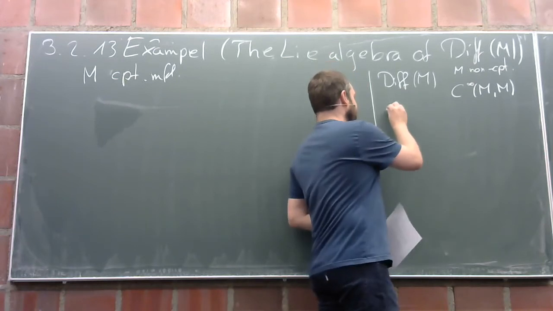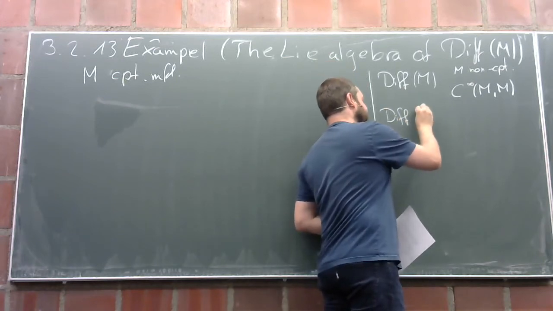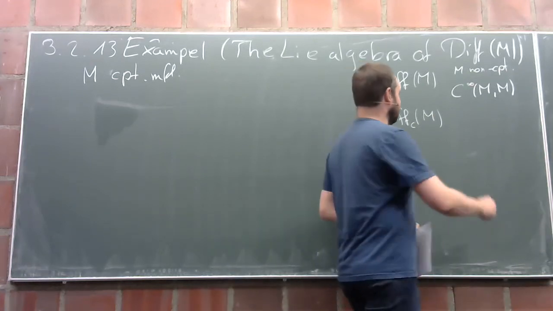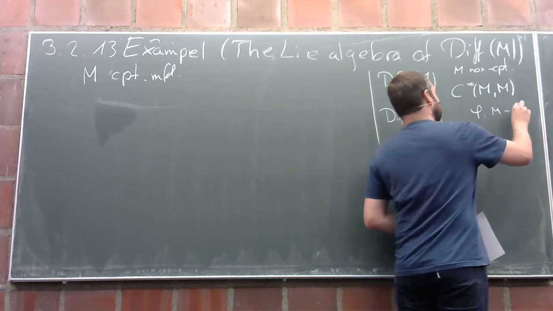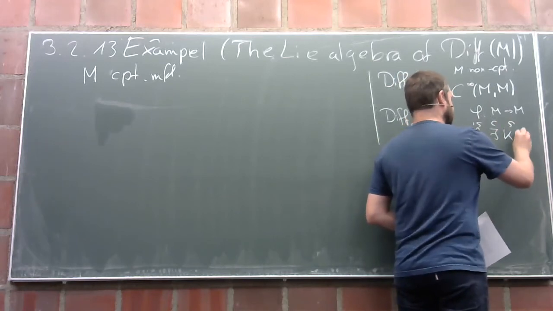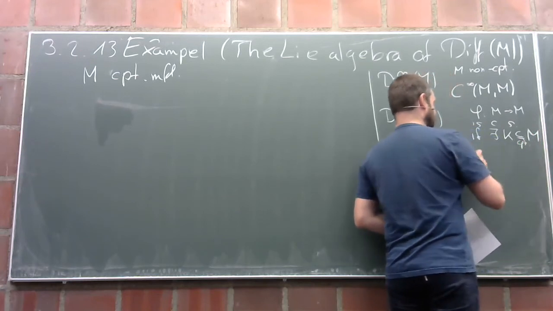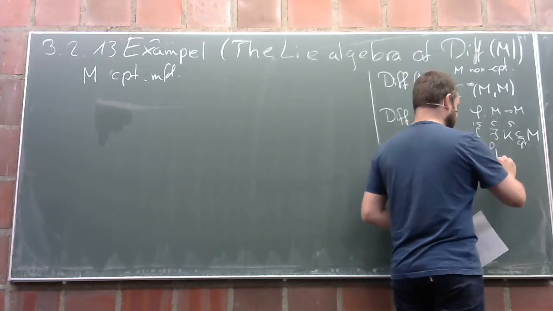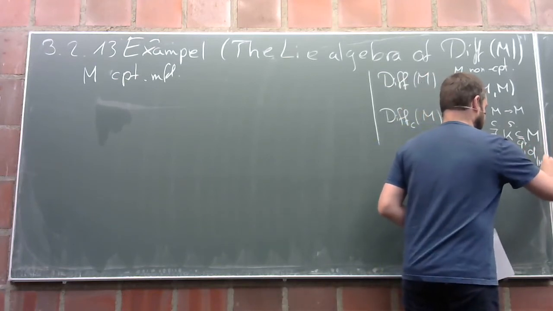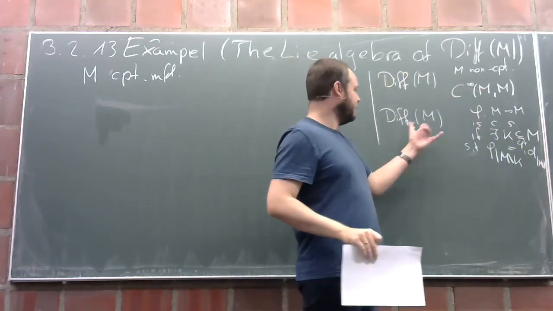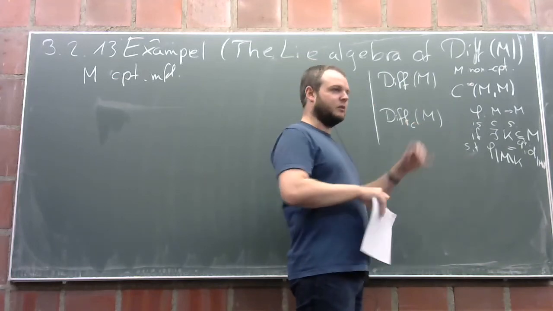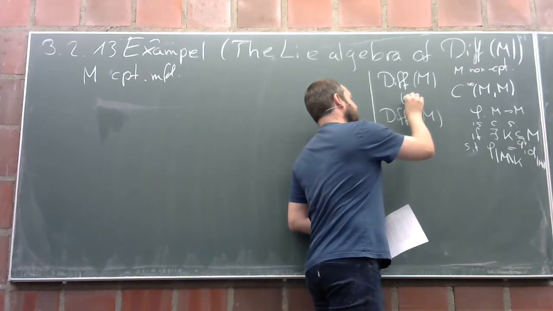And what happens in this topology? So you get the diffeomorphisms of M which are compactly supported. What do I mean by compactly supported for a diffeomorphism? This means a diffeomorphism phi from M to M is compactly supported if there exists a compact subset in M such that phi restricted to everything outside of the compact subset is the identity. So basically, it's compactly supported if outside of some compact set it doesn't do anything, it just stays the identity.